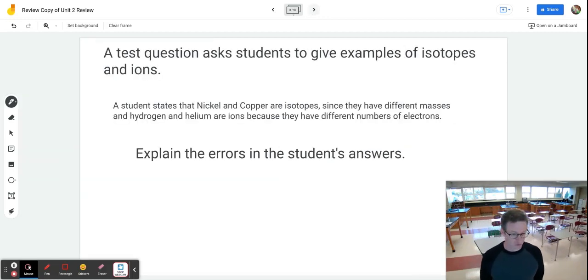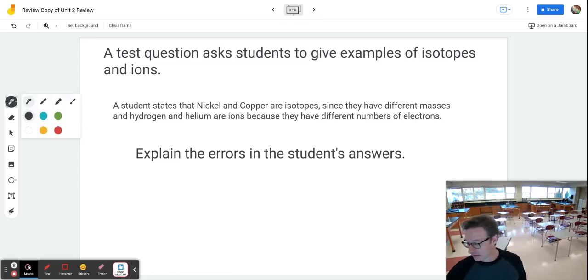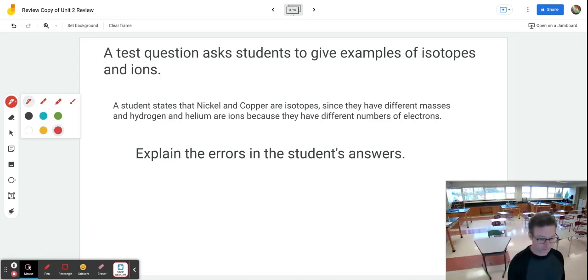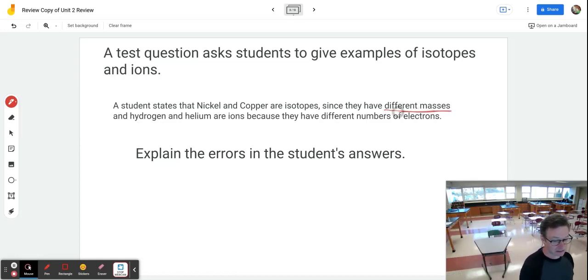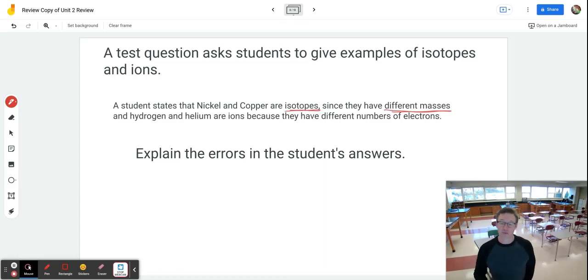Okay, here's an example of a question where the student gives an answer that makes sense on some level, but is incorrect. So they say that nickel and copper are isotopes because they have different masses, and helium and hydrogen are ions because they have different numbers of electrons. So the key thing here, the thing that they got right, is that yes, isotopes have different masses. But what they got wrong is that just having different masses doesn't make something an isotope.